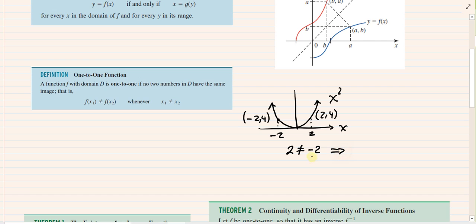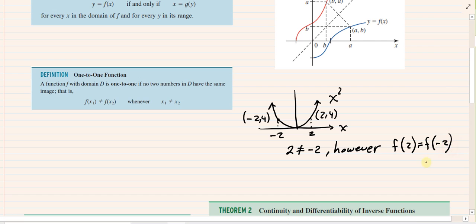So I can say that 2 is different from -2. Maybe, however, f at 2 equals f at -2. They should be different, but they're not. So that would imply that this function, f of x, is not one-to-one. That's the definition of a one-to-one function.